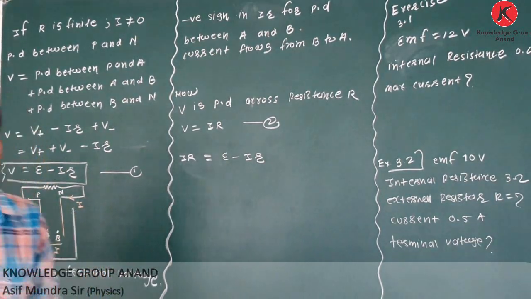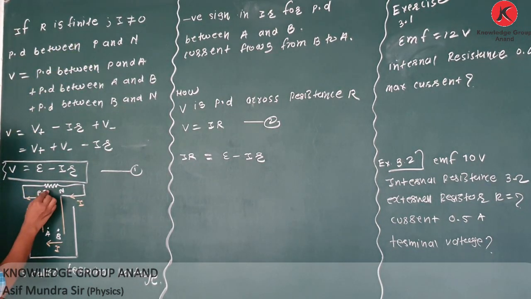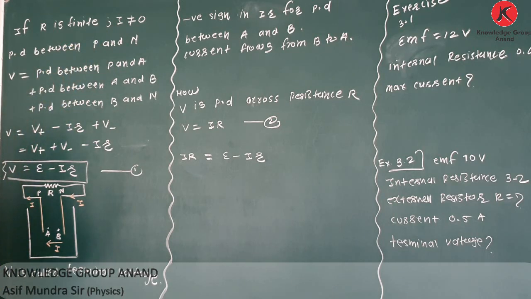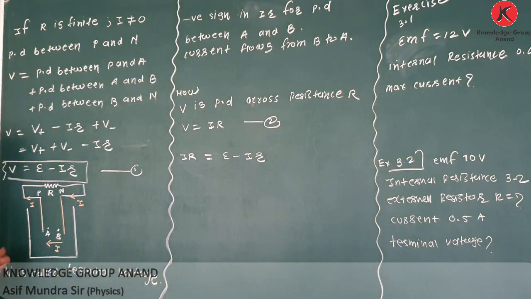Now, in the second case, if the external resistance is finite, then the current flowing from the circuit is not 0. From this external circuit, current I is flowing from this point to this point, and in the electrolyte, current is now flowing from N to P in this direction. Clear about this?